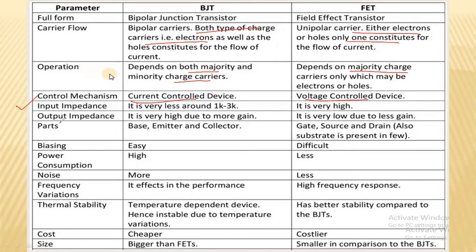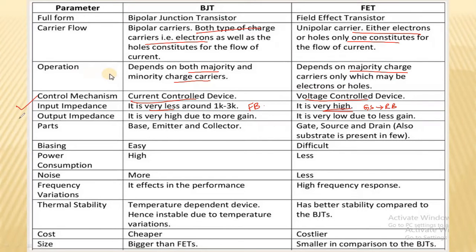These are very simple things, and apart from this, what you need to remember is input impedance. This is very, very important. Input impedance is very low in the case of BJT, because in BJT the emitter base junction is forward biased, and forward bias resistance is very small compared to reverse bias resistance. Whereas in the case of FET, the gate source junction is reverse biased. Therefore, the resistance is very high. This is a very big difference. BJT has low input impedance and FET has high input impedance.